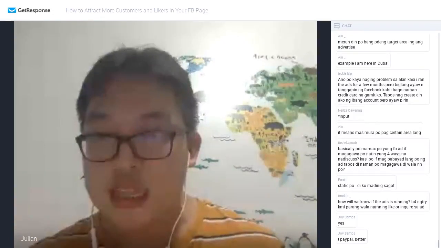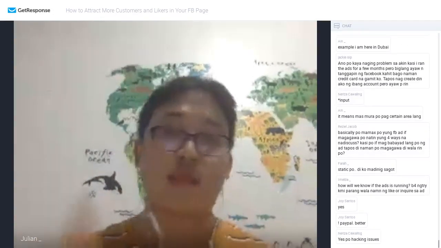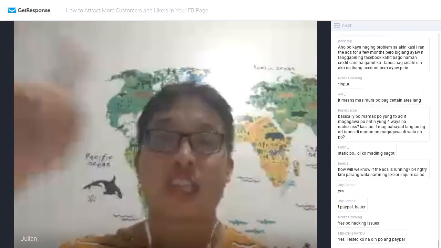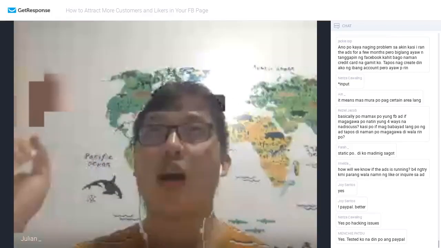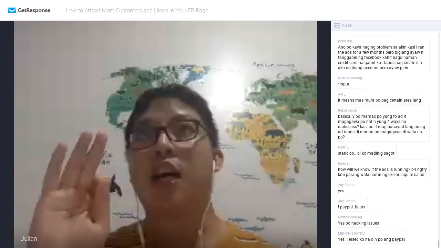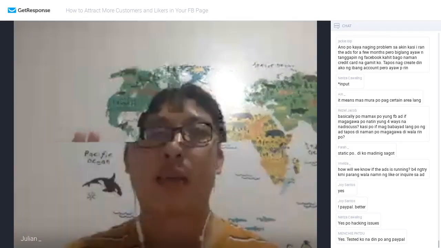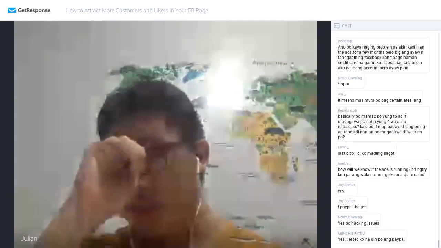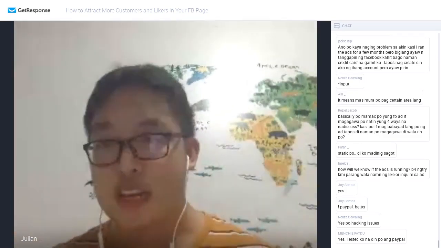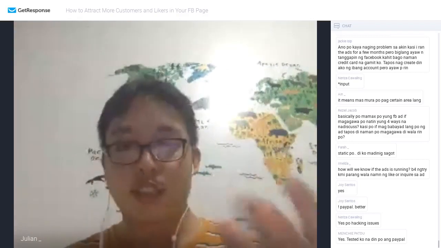Meron din po bang pwedeng target na area lang mag-advertise? Yes, so as I mentioned, we did it. Some areas even is dito sa gig where we are. We've done it for BGC, we've done it for Ateneo, we've done it for specific buildings like the Bayanihan Center and hotel is Novotel in Cubao. We did Cubao then. So pwede local area lang. In Dubai, yes, you can do Dubai lang.